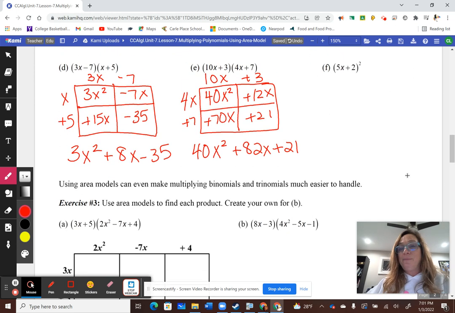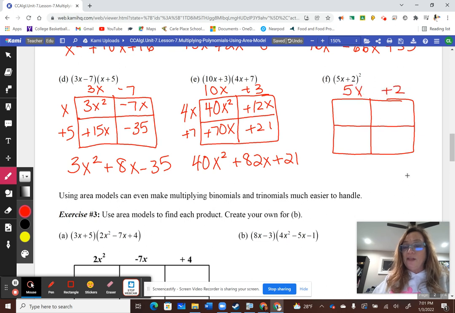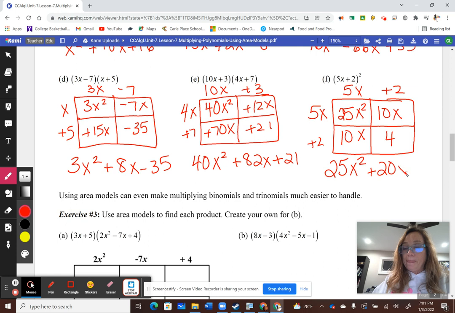Oh, this last one here. This is a perfect square trinomial. Remember, whenever you square a binomial, the answer has a special name. It's called a perfect square trinomial. And that's going to be very useful when you're able to spot those later on. 5 times 5 is 25. 5 times 2 is 10. And 2 times 2 is 4. So we get this perfect square trinomial. Beautiful.